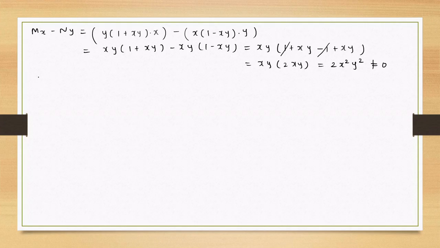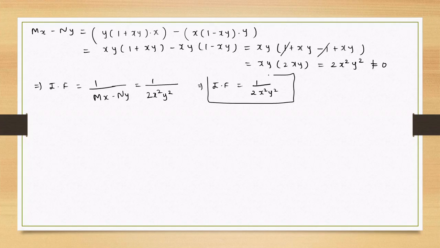which is not equal to 0. Then the integrating factor is equal to 1 upon Mx minus Ny, which is 1 upon 2x square y square. So the integrating factor is equal to 1 upon 2x square y square. Right? Okay.